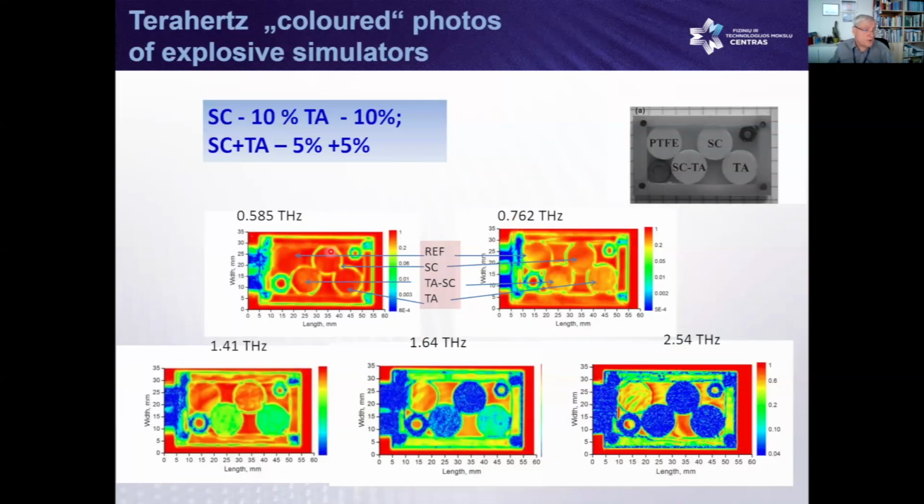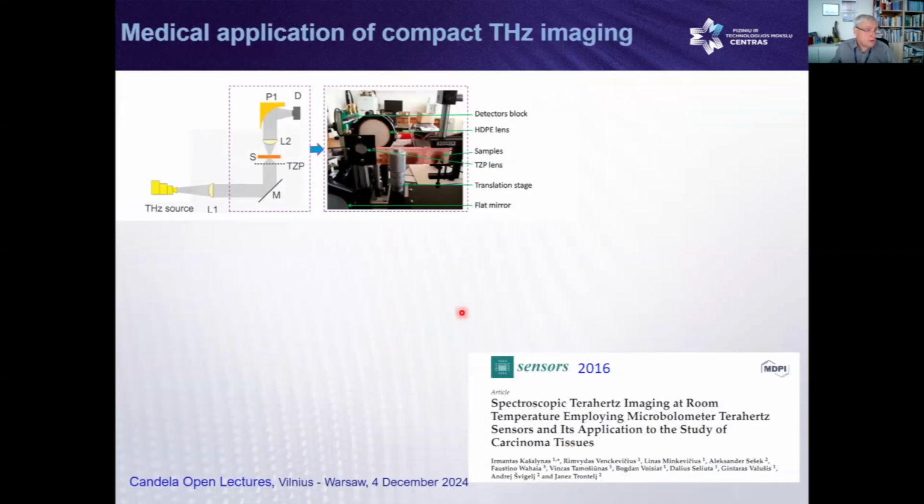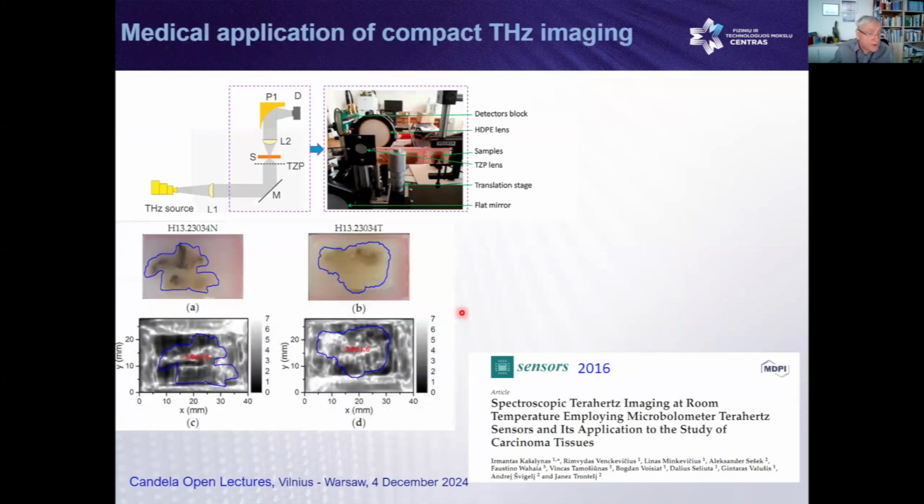And also photos at different colors here, and also a bolometer picture made by one of our famous photo artists, Marius Jovic. Medical application. Bolometer application, what we observed here is Irmantas in our team, together as well with the Ljubljana group, medical stuff.